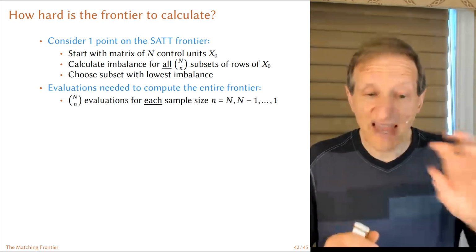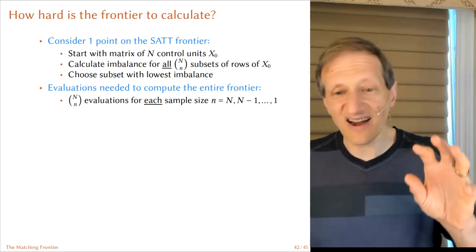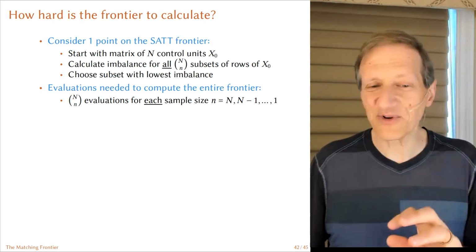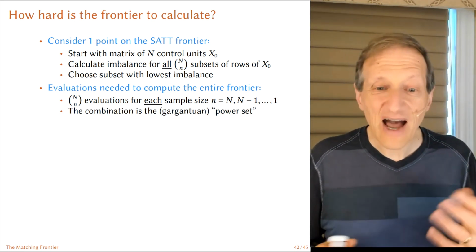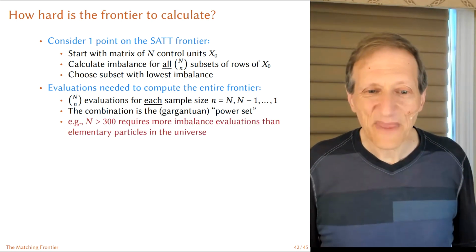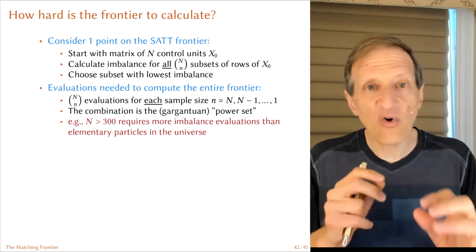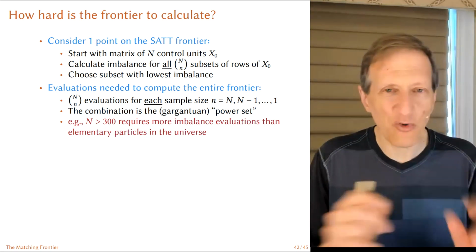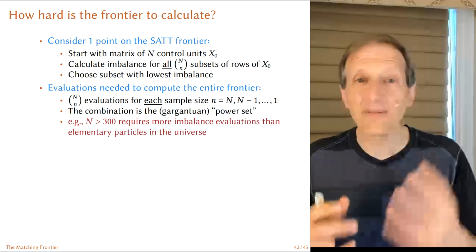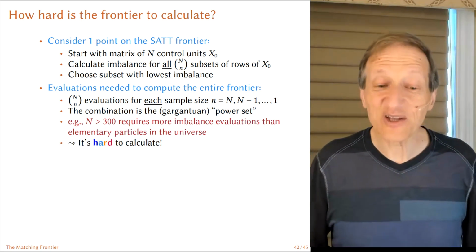So you need n choose n for each sample size, n minus 1 after you prune one observation, n minus 2 after you prune the second one. Well, the combination of this is called the power set, and it's really, really big. For example, if n is greater than 300, then you require more imbalance evaluations, looking for all subsets of the big set, than there are elementary particles in the universe. So it's like a lot. So it's pretty hard to calculate.